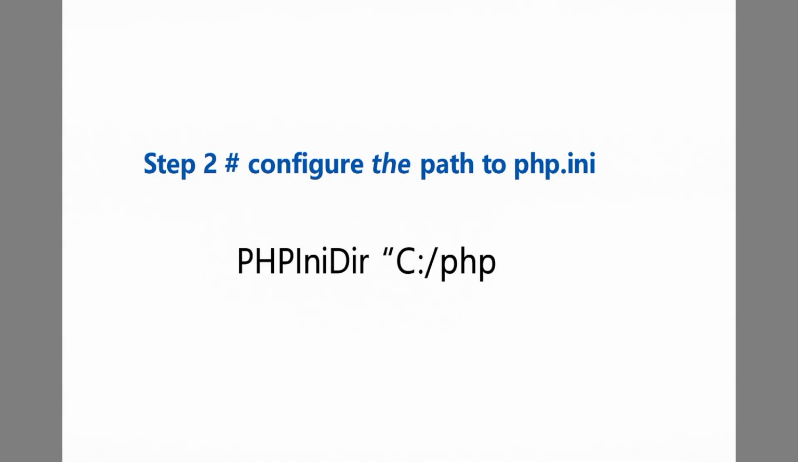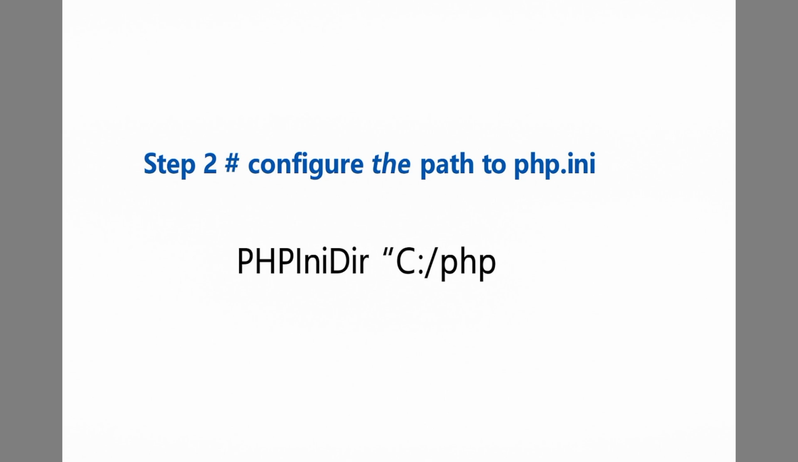The next step in configuring PHP to work with Apache is to set the path to the php.ini file. This file is extremely important because it contains all of PHP's configuration settings, such as error reporting levels, maximum upload sizes, time zones, and enabled extensions. To make Apache recognize where PHP's configuration file is located, you need to add a directive called PHPIniDir inside the Apache configuration file, usually the httpd.conf file. This directive tells Apache exactly where to find the php.ini file on your system.